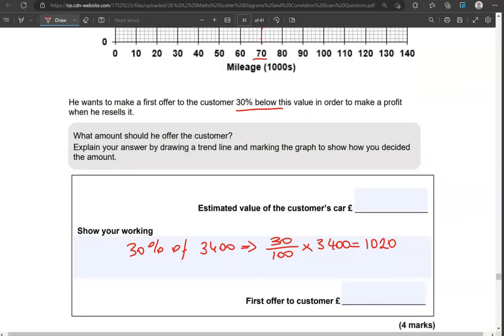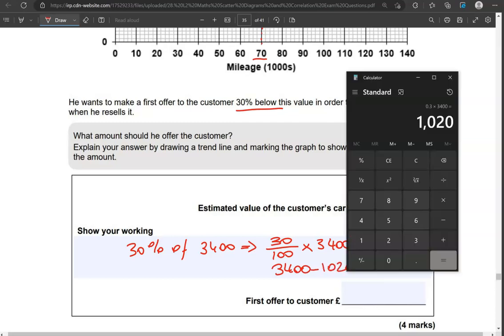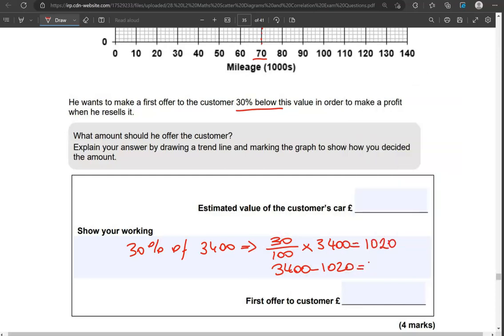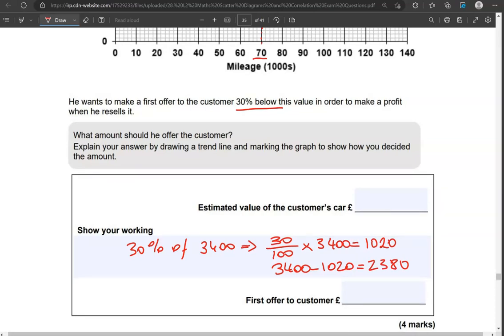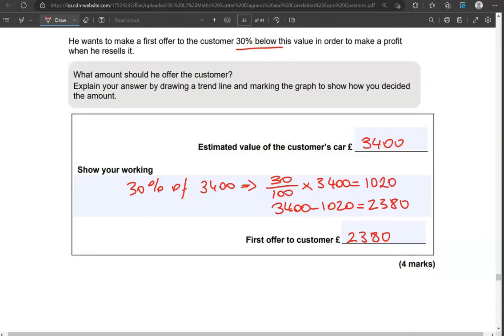So 3,400 take away 1,020 gives us 2,380. So the estimated value of the customer's car was £3,400, and the first offer to the customer is £2,380.